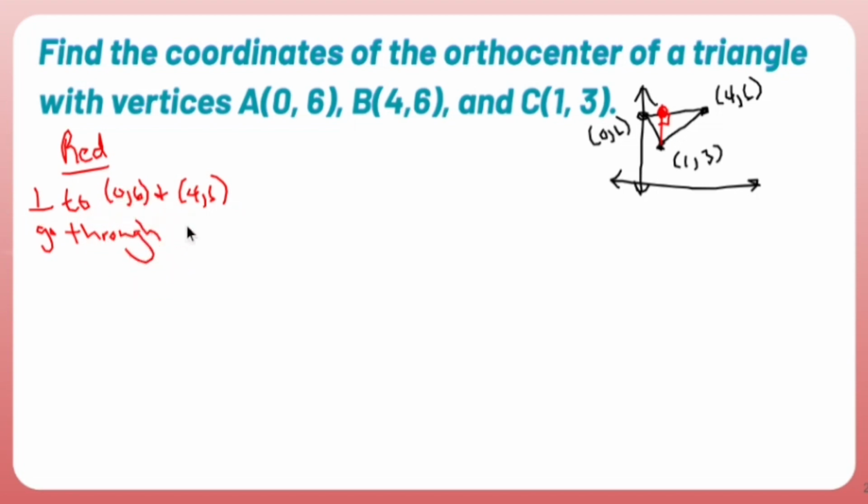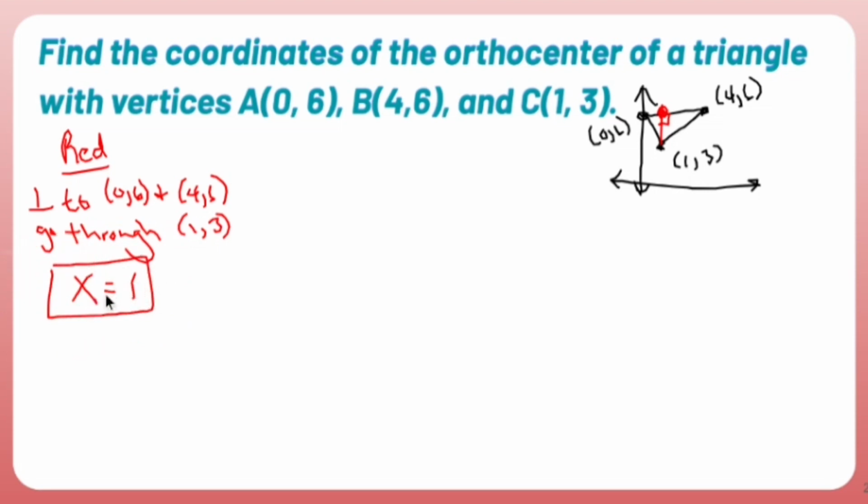Okay, there. Now, what do we see? Well, if it goes through (0, 6) and (4, 6), it's horizontal, which means something perpendicular to it is going to be vertical. And the equation of a vertical line is x equals a number. Well, what number is it going to be? Well, if it goes through (1, 3), then it's going to go through my x value, which is 1. So great, I already have one of my equations already.